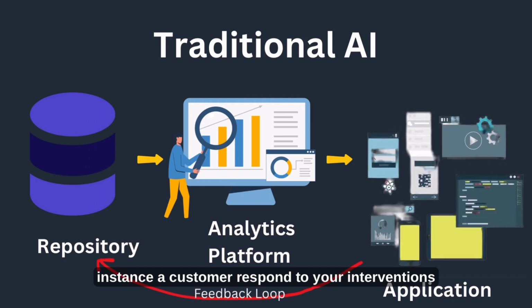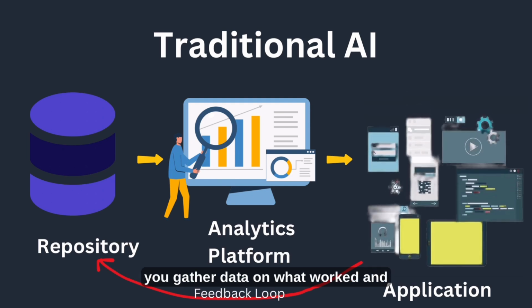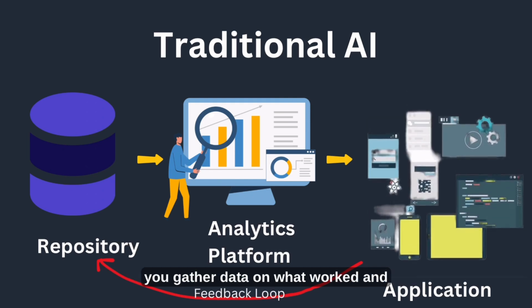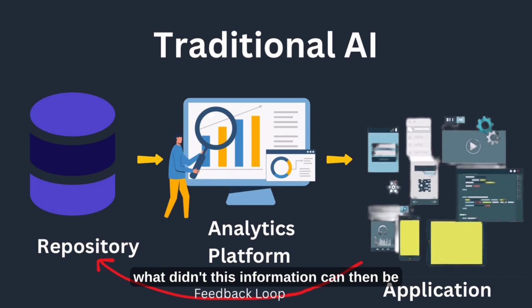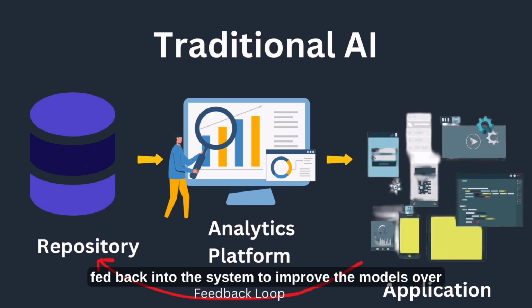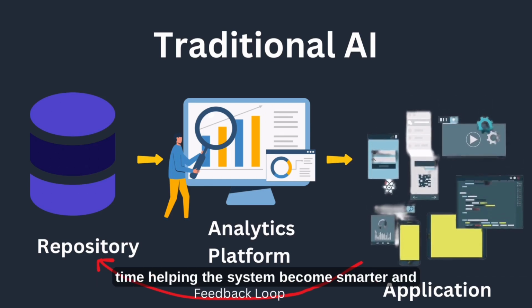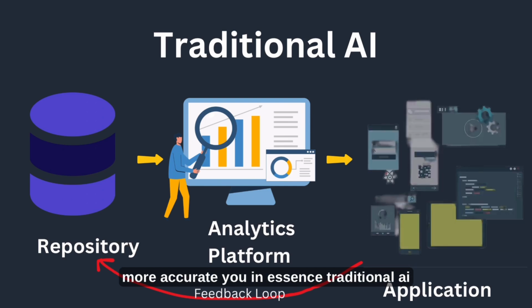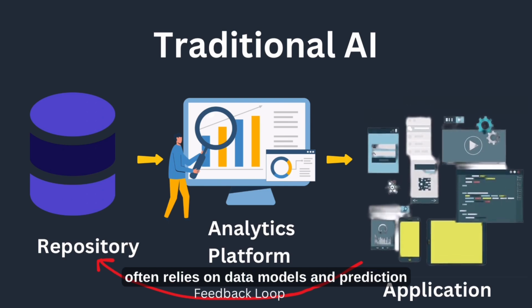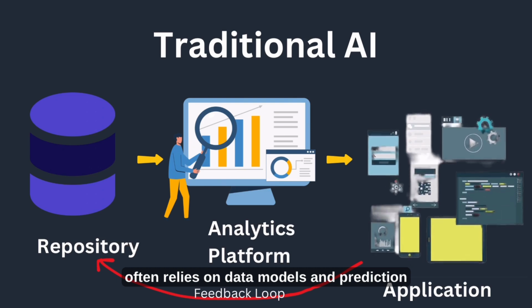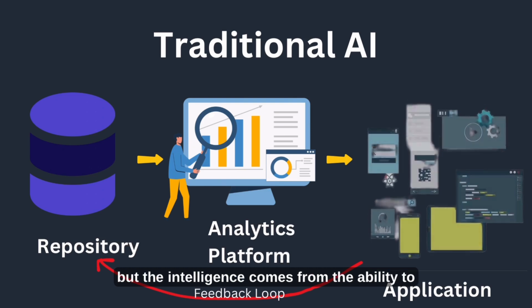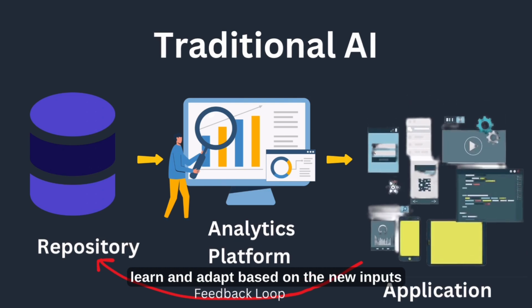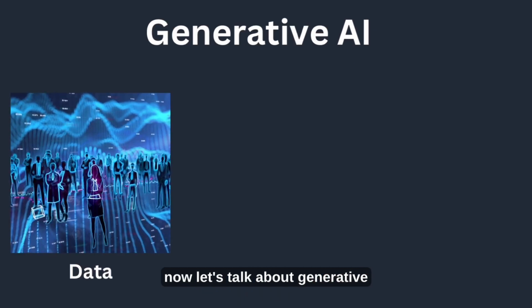For instance, a customer responds to your interventions. You gather data on what worked and what didn't. This information can then be fed back into the system to improve the models over time, helping the system become smarter and more accurate. In essence, traditional AI often relies on data, models, and prediction, but the intelligence comes from the ability to learn and adapt based on the new inputs.